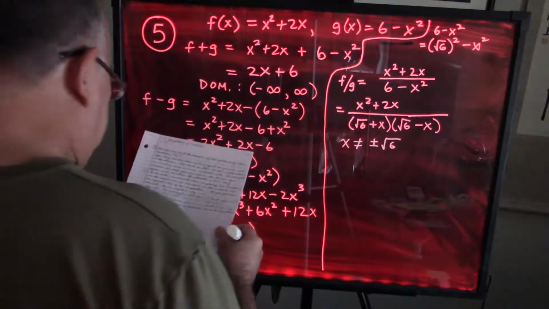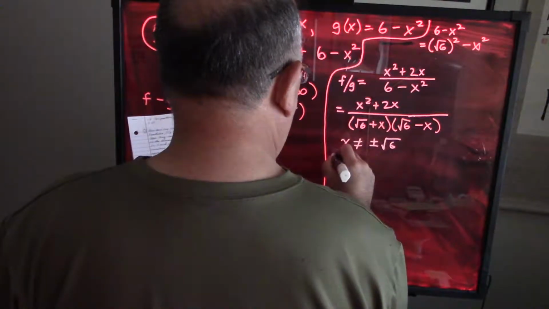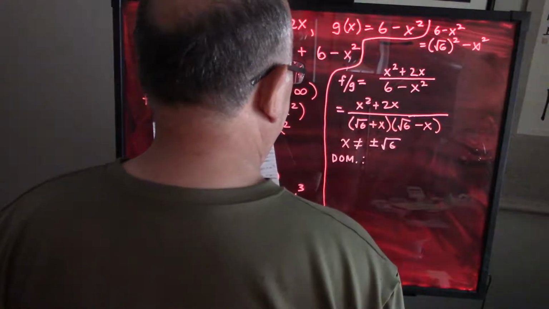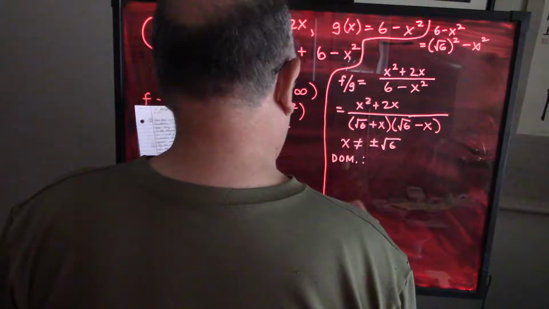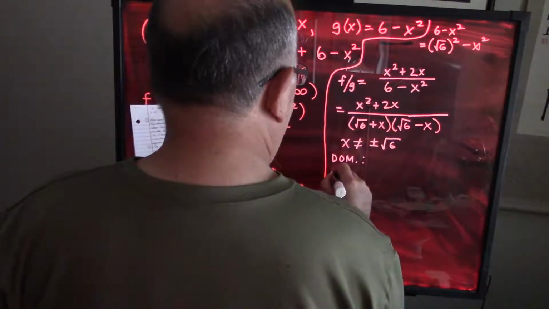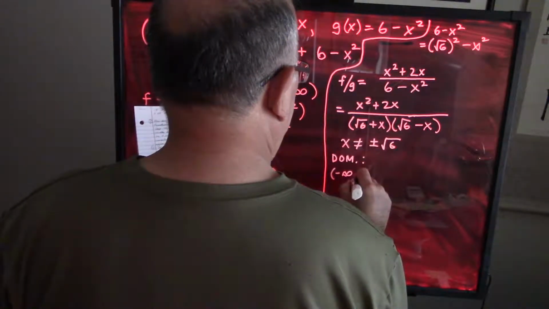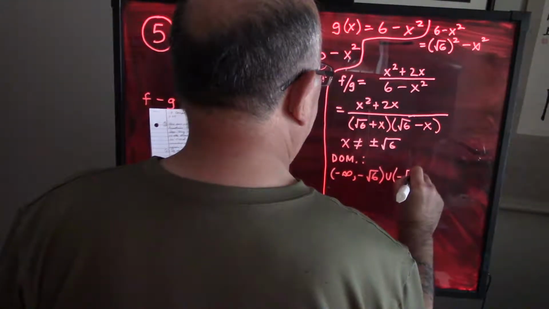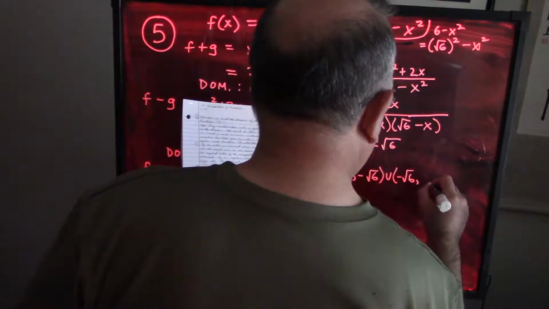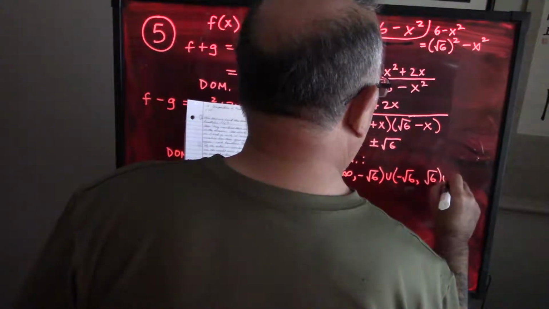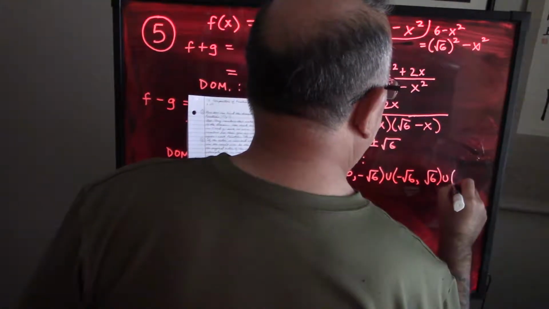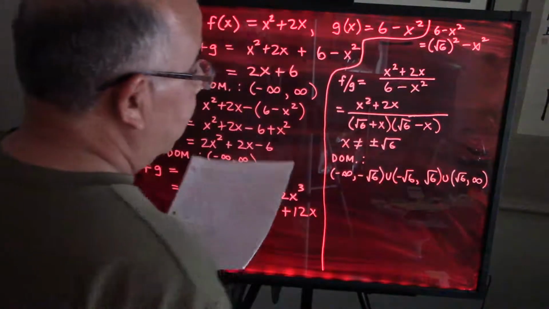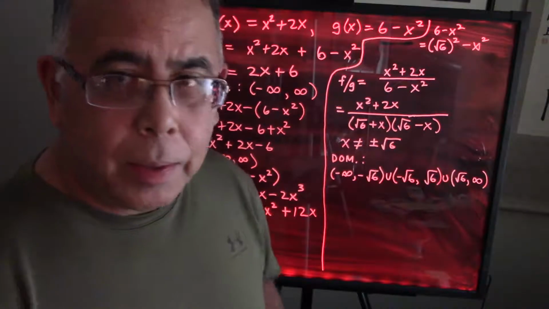All right. So let's write that as an interval, like the book has instructed us. Let's see. So that would be negative infinity to negative square root of 6 union negative square root of 6 to square root of 6 union square root of 6 to infinity. All right. So there you go.